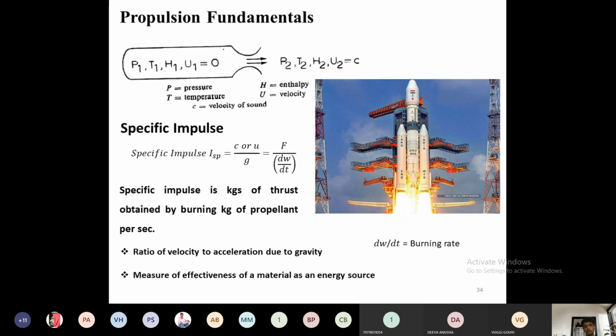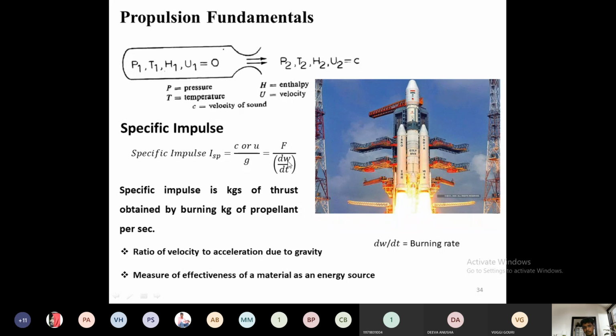So now the specific impulse. Specific impulse is nothing but a ratio of velocity of sound with respect to acceleration due to gravity. From the derivation we already derived, it is nothing but a ratio of force or thrust with respect to change in weight of propellant per unit time. According to the definition it is C by G, but according to our derivation it is F by dW by dt. So specific impulse is nothing but an effectiveness factor.